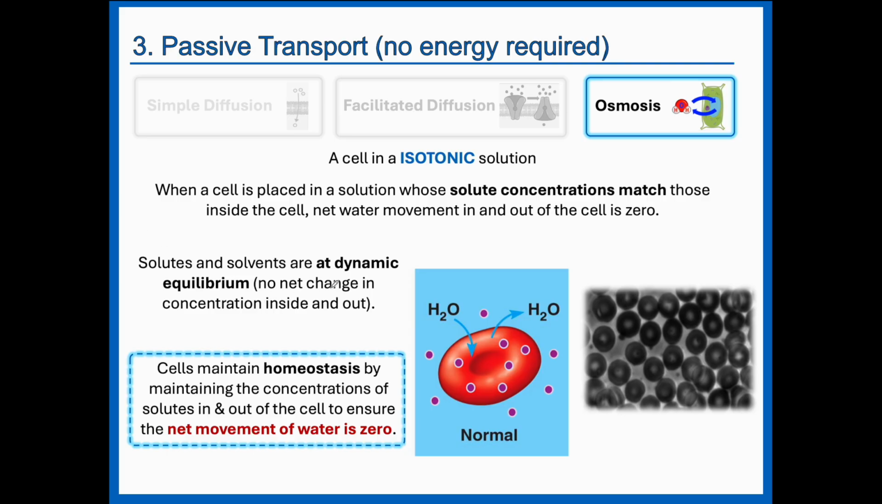Solutes and solvents are at what we call dynamic equilibrium. They're moving back and forth, but there's no net change in the concentration, right? So cells maintain homeostasis by maintaining the concentrations of solutes in and out of the cell to ensure that the net movement of water is zero, right? So we actually want to be in these isotonic solutions.